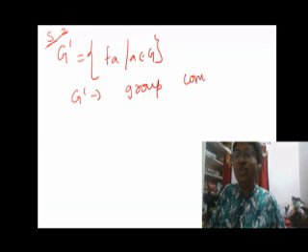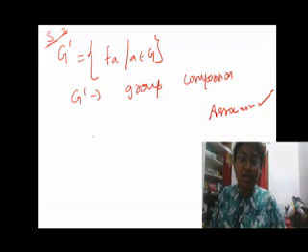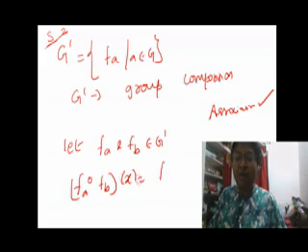And we know for sure composition of functions is always associative. Therefore, we have to check for closure, identity and inverse. For closure, let me take two elements from G dash. Let FA and FB belong to G dash. So I have to prove FA composition FB is also in G dash. So for that, let me consider FA composition FB of x. And this is FA of FB of x.